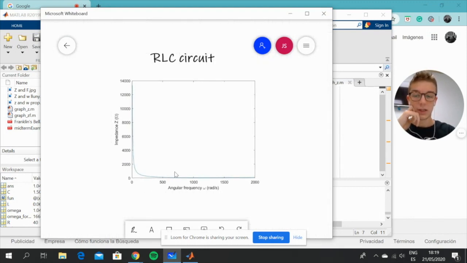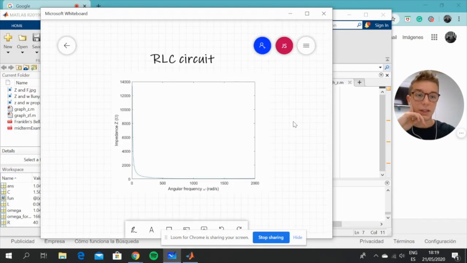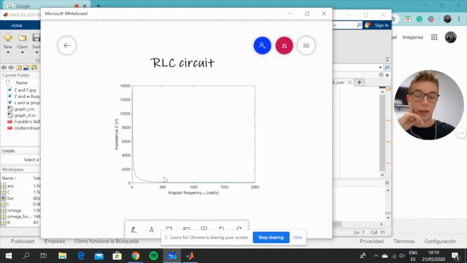Well, it makes a lot of sense that when omega tends to 0, the impedance tends to infinity. You can check that from the Z formula, since omega is on the denominator, on the XC part, and it can be substituted by 0, this will give us an infinite value here, which makes a lot of sense.